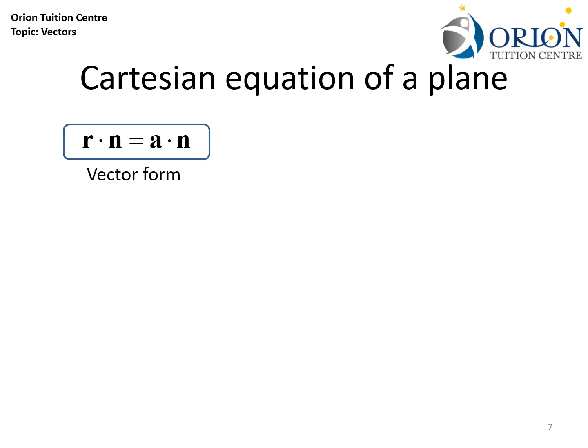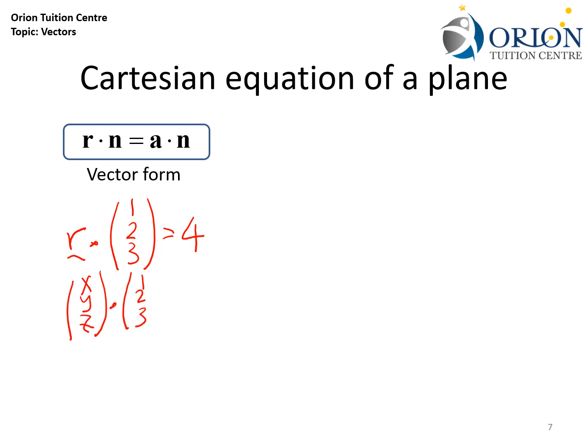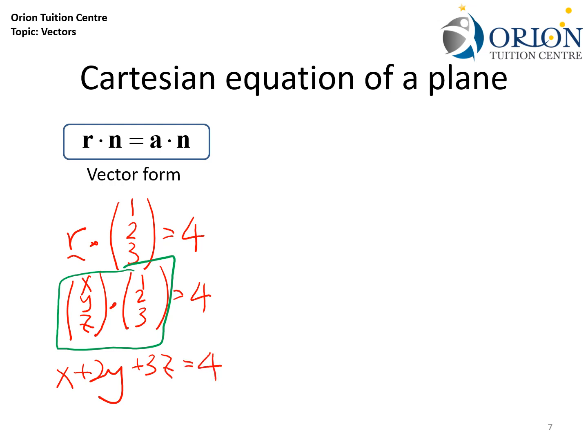For example, if I have the vector equation of the plane to be r dot (1, 2, 3) equals 4, I can rewrite it as (x, y, z) dot (1, 2, 3) equals 4. And if I expand this dot product over here, I will end up with x plus 2y plus 3z equals 4. And this would be my Cartesian equation of the plane.